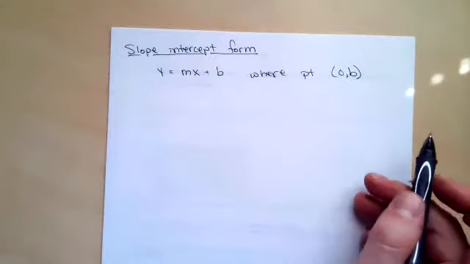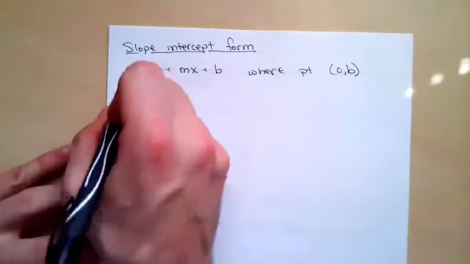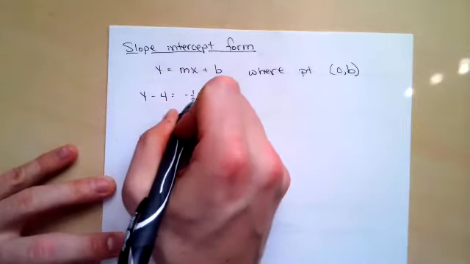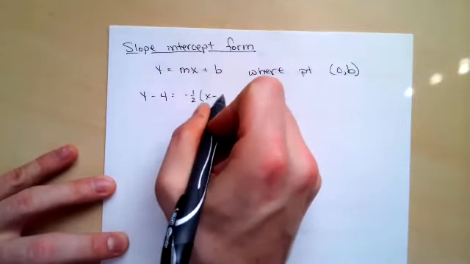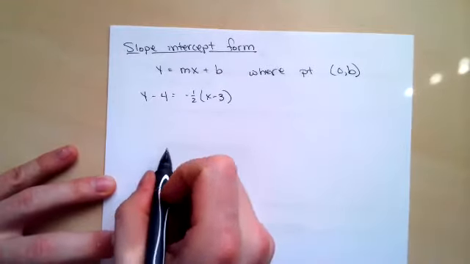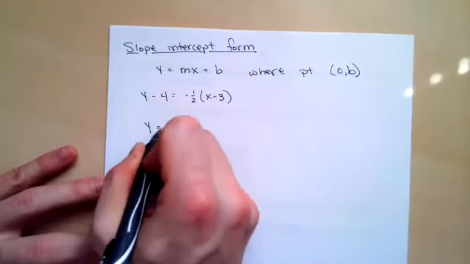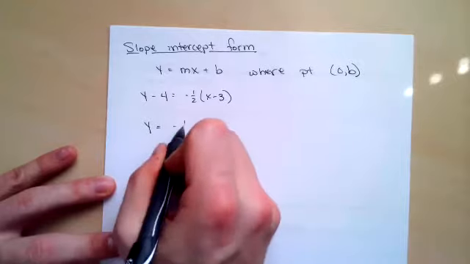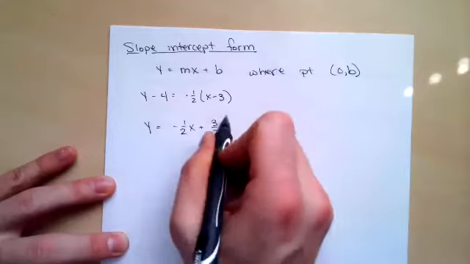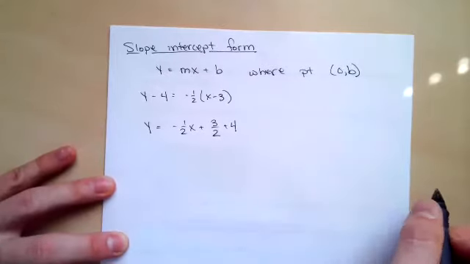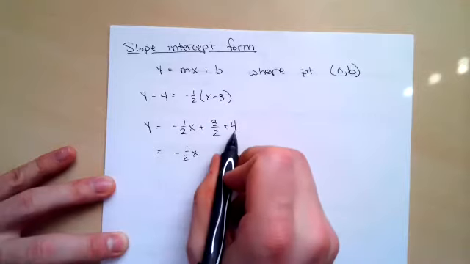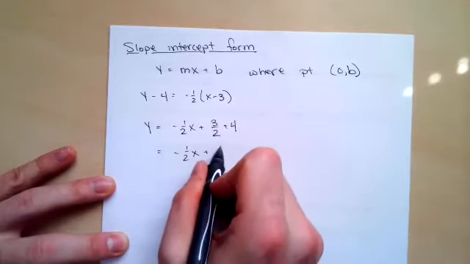In our examples now, we can always convert any point slope form into slope-intercept form by just solving for y. That's all we've got to do. So let's expand out the right. We'll have negative 1/2 x plus 3/2, and then I have to add 4 over and combine those constants. So minus 1/2 x. 4 is 8/2 plus 3/2 gives me 11/2.